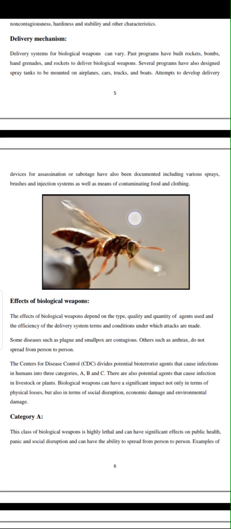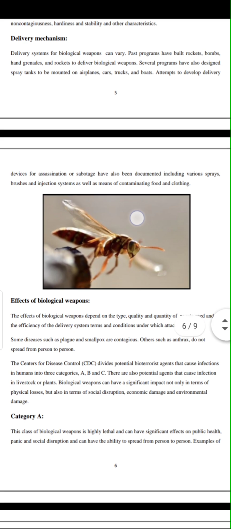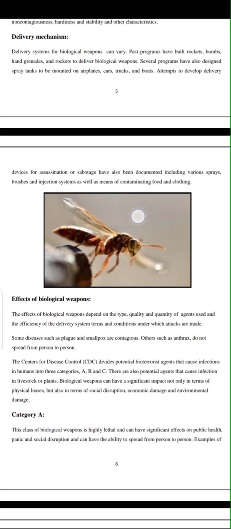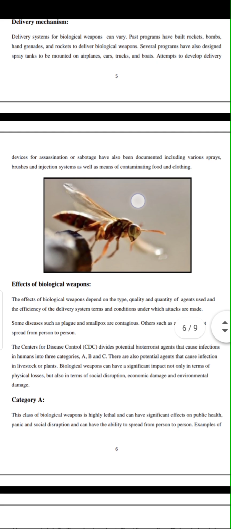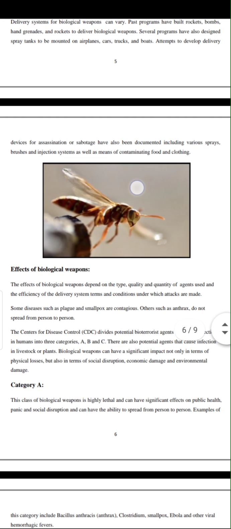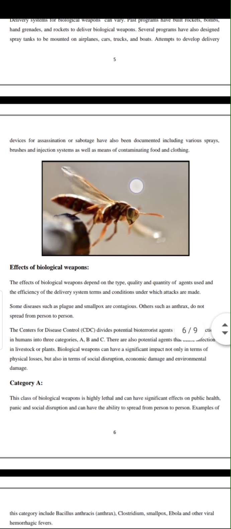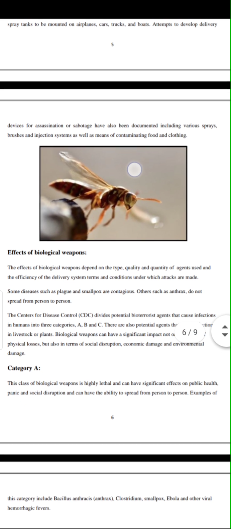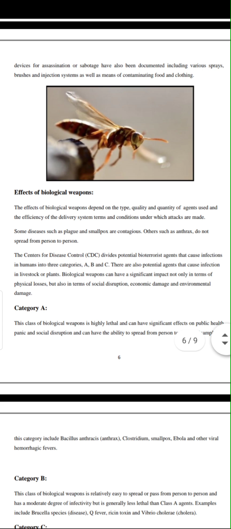Past programs have built rockets, bombs, and hand grenades to deliver biological weapons. Several programs have also designed separate tanks to be mounted on airplanes, cars, trucks, and boats. Attempts to develop delivery devices for assassination or sabotage have also been documented, including various sprays, brushes, and injection systems, as well as means of contaminating food and clothing. Then their effects on different organisms.